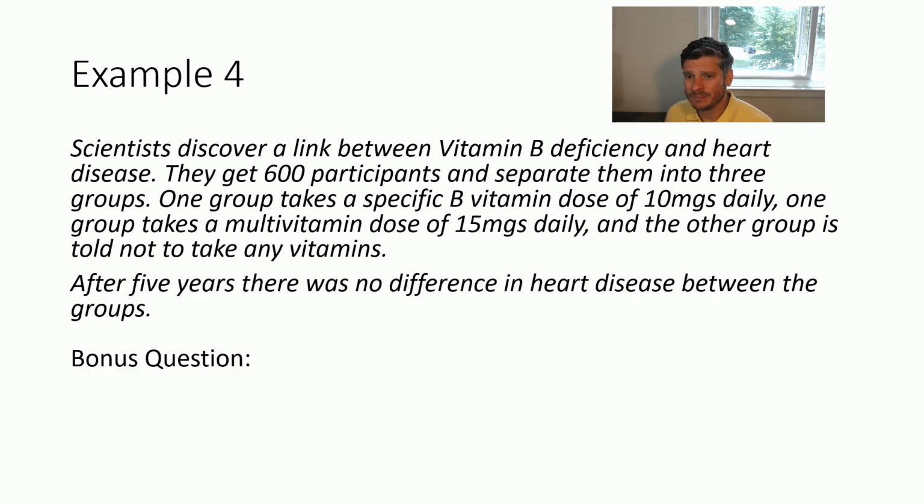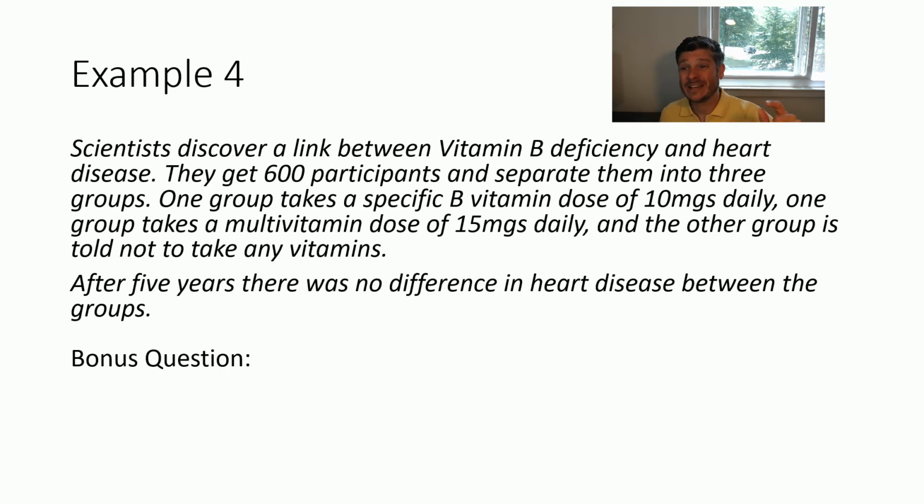Bonus question time. After 5 years of the study, there was no difference in the heart disease between the 3 groups. So, again, scientists used an observational study. They discovered a link between vitamin B and heart disease. So they did an observational study and they showed that there was that link. And again, a lot of times that is the first step. We look for something that is unusual and then we design an experiment to test our hypothesis. And that's statistics. That is absolutely 100% statistics. That is the science of statistics. We observe something and then we design an experiment so that we can test.